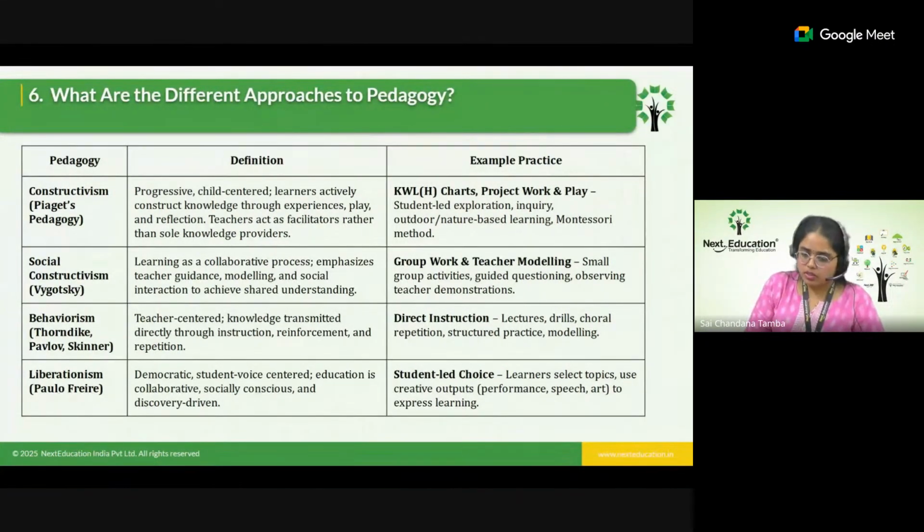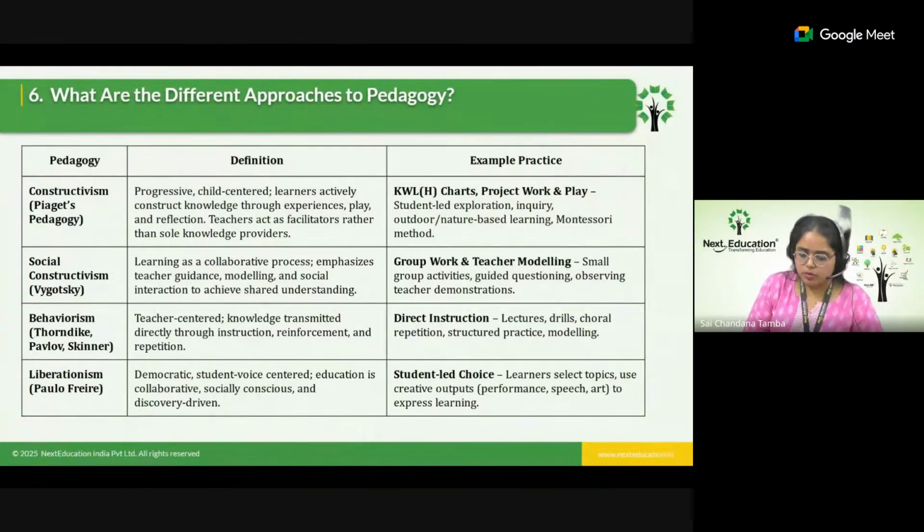Next is behaviorism. We have already seen what behaviorism is. It deals with behavior, or you could say the teacher is the one who builds knowledge within a student based on his or her behavior. It all works on the reward mechanism.